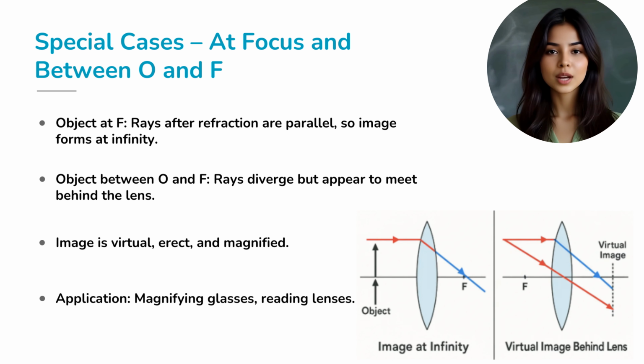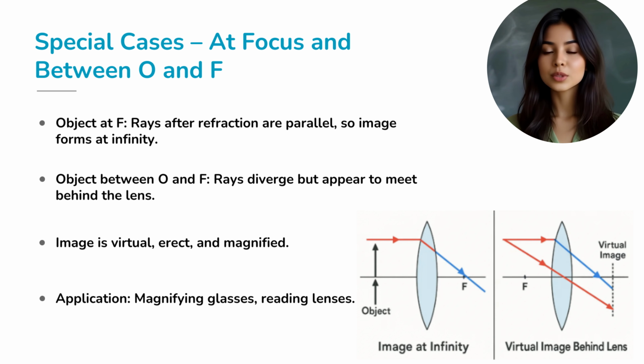Alright students, let's wrap up with two very special cases for a convex lens. Case 1. Object at focus f. What happens if we place the object exactly at the focal point? The rays, after refraction, don't meet anywhere nearby, instead, they travel out parallel to each other. And when rays are parallel, the image forms at infinity. So in simple words, place your object at the focus and the lens says, sorry, your image has gone off to infinity. This is why lenses can produce collimated beams, used in searchlights, telescopes, and even laser focusing systems.